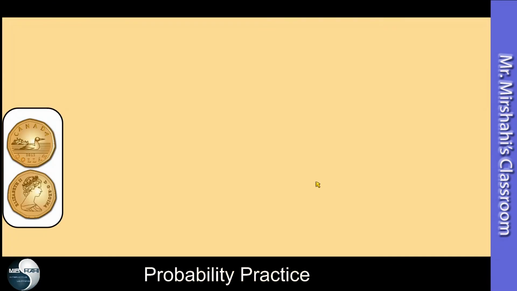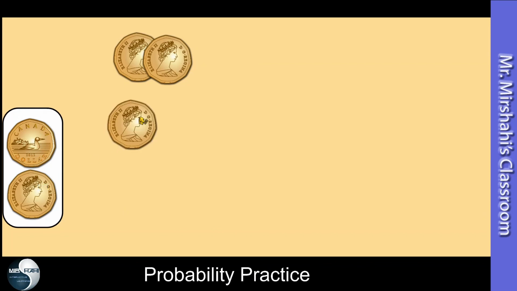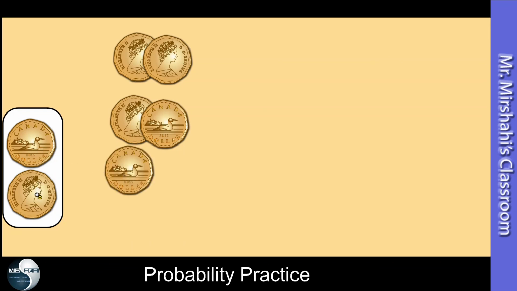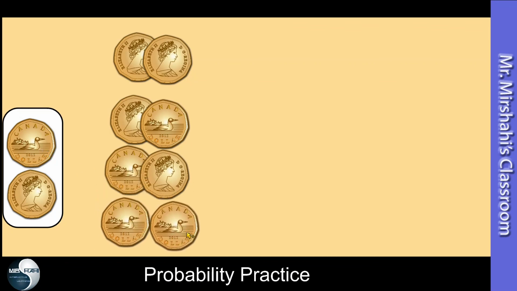Now we're looking at coins. If you have one coin, there are only two possibilities when you flip it. You either get heads or you get tails. Now if you have two coins and you flip two coins, there are four possibilities. Heads, heads, heads, tails, tails, heads, and tails, tails. So to get double heads, the probability is 1 in 4.